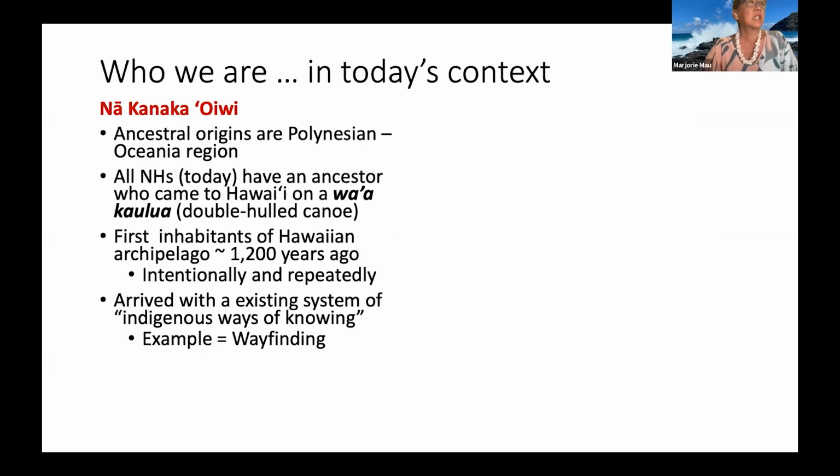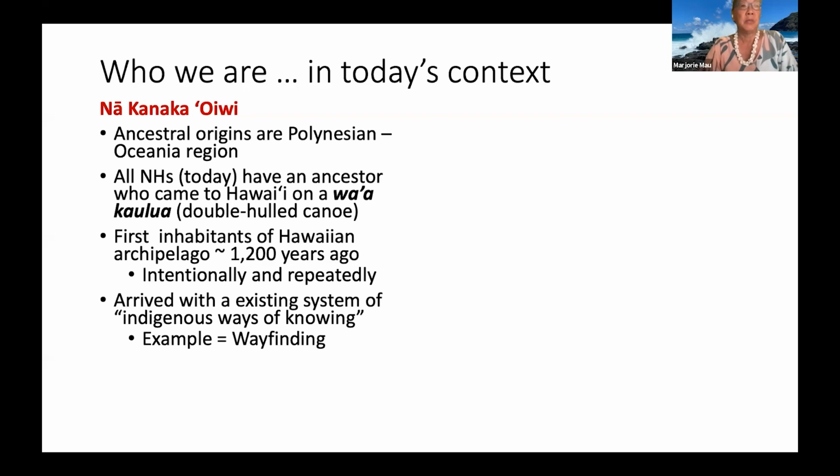In today's context, as I mentioned, Na Kanaka Oiwi draw their ancestral origins to Polynesia and Oceania, not to North America. And all Native Hawaiians today, because of the story that I just told you, have an ancestor who came to Hawaii on a canoe, on a va'a kaulua. When you think about that, it then makes sense why Native Hawaiians and Pacific Islanders, who are of the same genealogy, really gravitate towards the ocean.